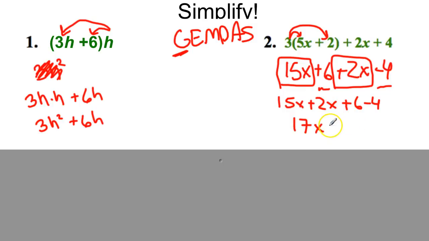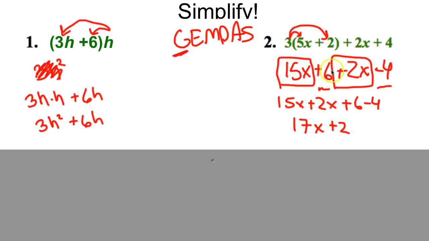6 minus 4, and that's going to be 2. So my answer is 17x plus 2. Wait, whoa. Anybody catch what I just did? I made a mistake. So if I go back, let me see. This might be the first mistake I ever made, ever.